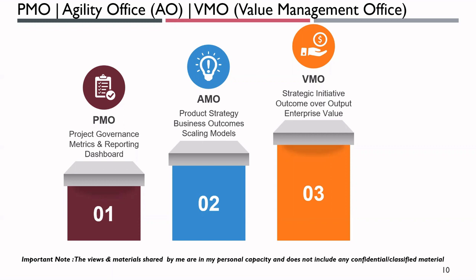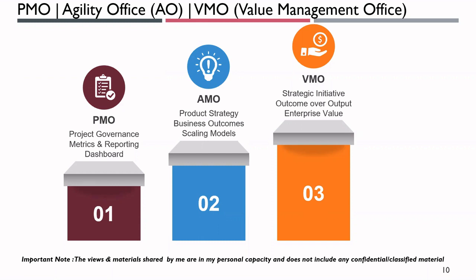Now, what is this Value Management Office? It's more than a concept. It's actually working with all the layers of leadership and trying to make sure that whatever work our teams are doing, at the end of it, it is generating value to the business. So it is more focused on outcomes rather than outputs. If you look at the previous two, PMO and AMO, we are more concerned with outputs rather than outcomes, whereas a VMO is more focused on outcomes.